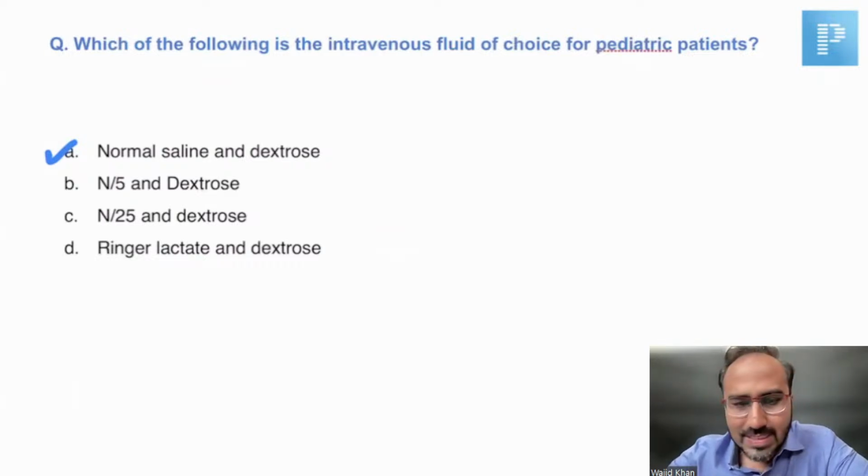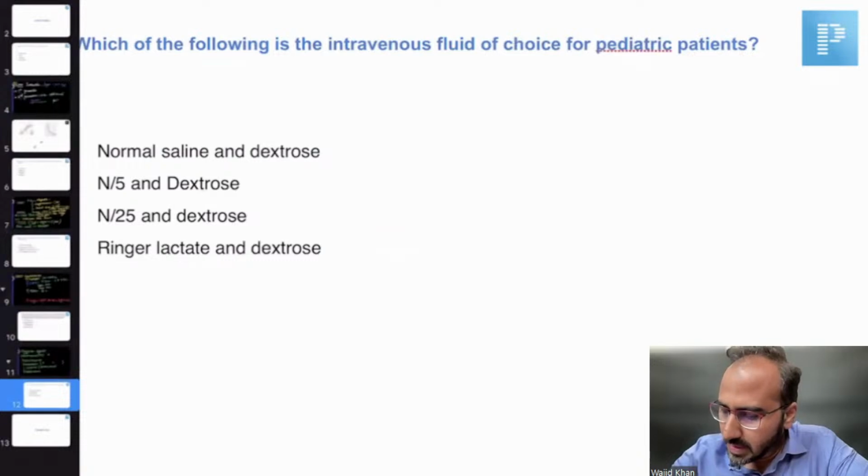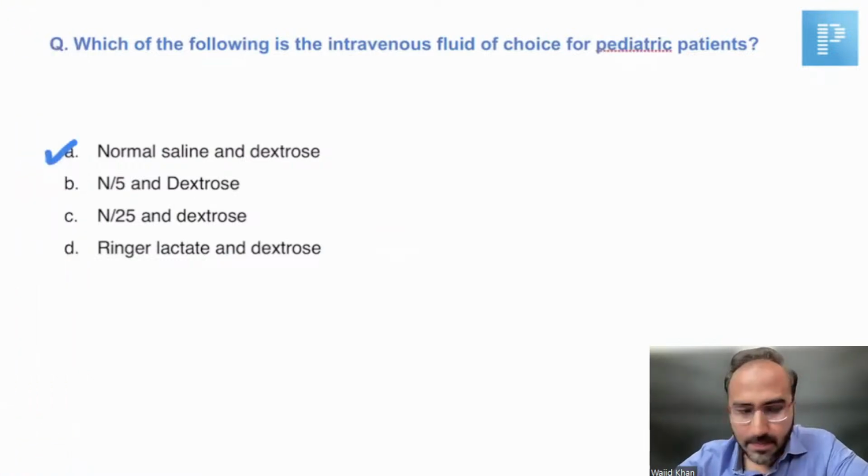So, guys, these were the questions in anesthesia. How was your exam, guys? Was it good? Average? Was the LRR session of anesthesia useful for you guys? Did you find the LRR session of anesthesia useful?